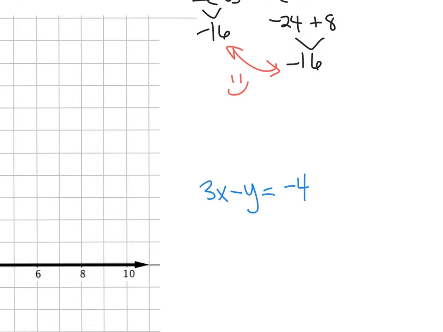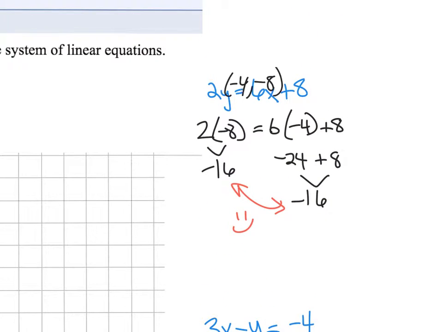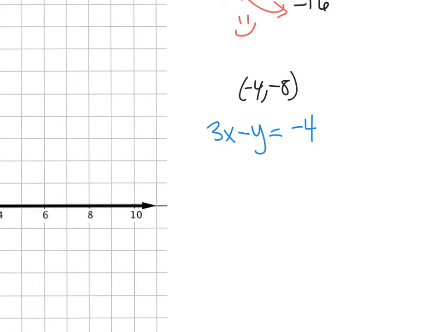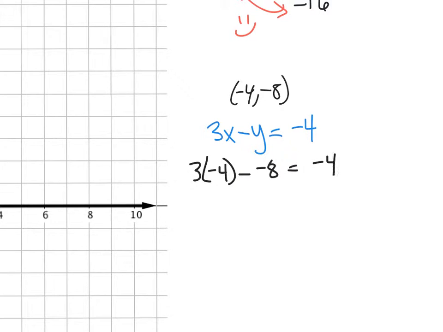But let's see if it works down here. So I'm going to bring this guy down here. And so remember, x is negative 4, y is negative 8. So that's going to be 3 times negative 4 minus negative 8 equals negative 4. And we're going to see if that works. So this becomes negative 12 plus 8. And negative 12 plus 8 is negative 4, and that works.